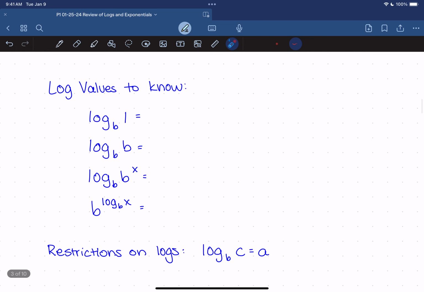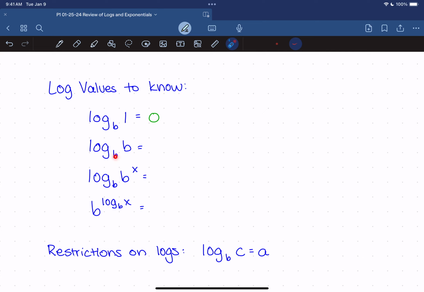All right, some log values to know. If you have log base b of 1, any base to what power is going to be 1? The answer is 0. Actually, I should have defined this up above. Whatever's in this place is called the argument. So if your argument is 1, the answer to the log is 0.